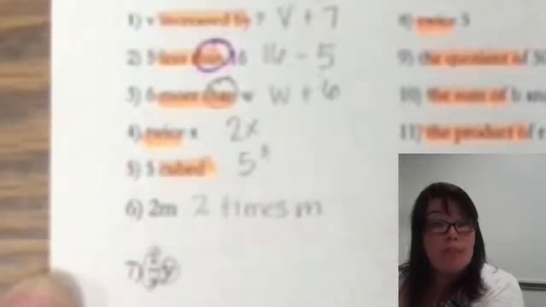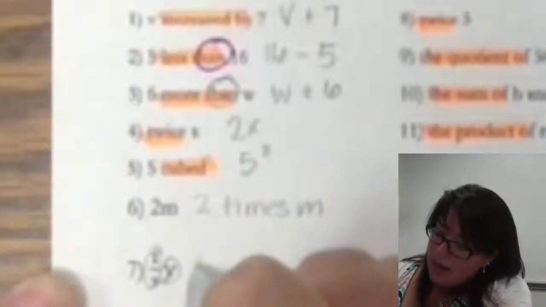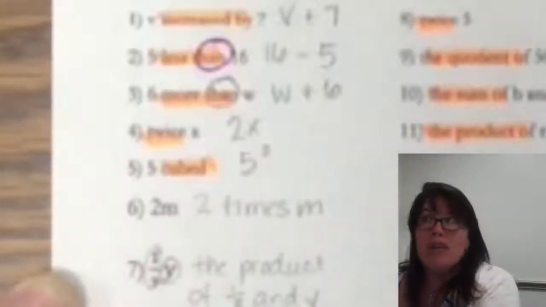For this number 7, I have a 1/3 and a y, and they're right next to each other, which means they're being multiplied. So I'm going to use my other multiplication phrase because I haven't used it yet. And I'm going to say the product of 1/3 and y, which means that those two things are being multiplied together. Let's take a look at just a few more.